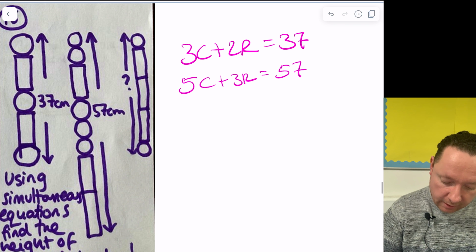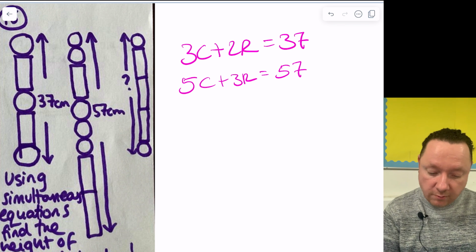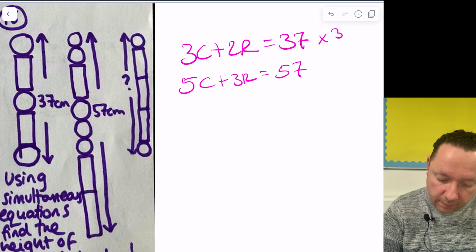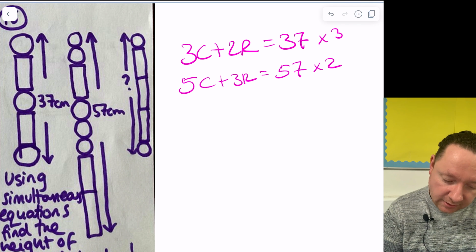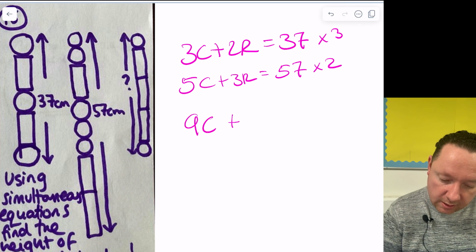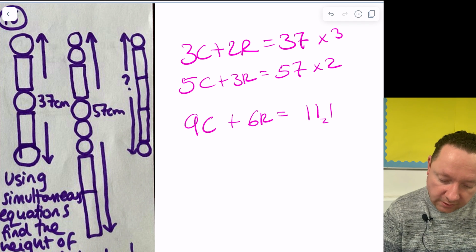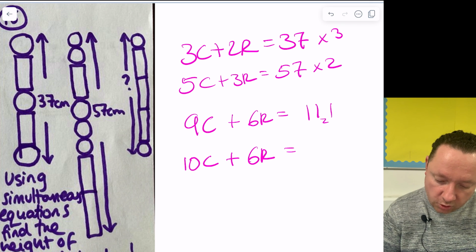So, I always eliminate the second letter. So I'm going to times the top one by 3 and the bottom one by 2. Because that'll give me 6 in both places. So that gives me 9c plus 6r equals 3 7s is 21, 3 3s is 9, 10, 11. And then 2 5s is 10c, 2 3s is 6r, and that equals 2 7s is 14, 2 5s is 10, plus 1 is 11. I'll call that equation 1 and 2.